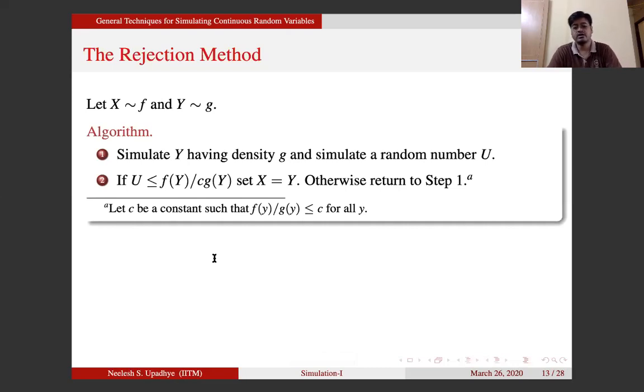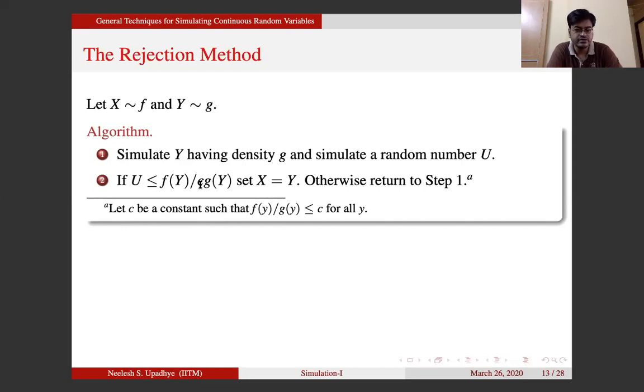Then I know how to simulate uniform random numbers. So I will simulate a uniform random number u. And now I will consider the criterion given here: u less than or equal to f of y upon c g of y. If this criterion is met, I will accept the iteration and put x equal to y. Otherwise, I will return to step 1.